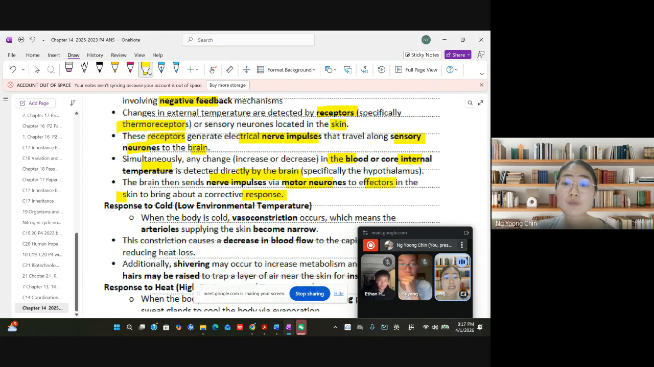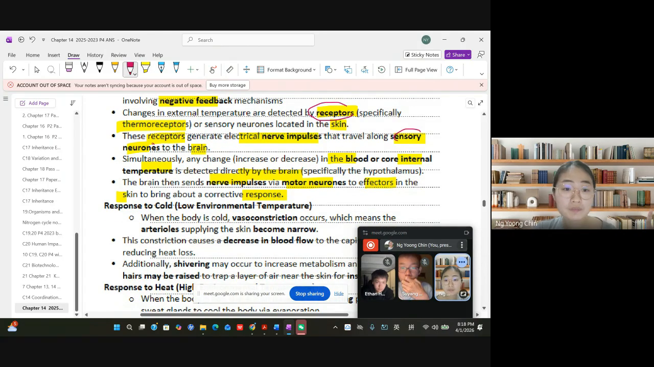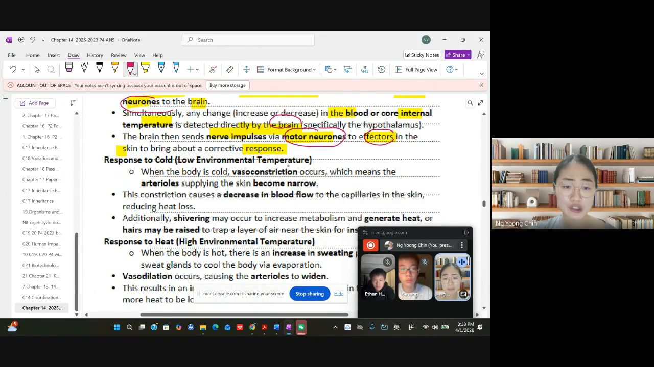So you can see the highlighted word refers to the pathway. The pathway includes, starting from the receptor. Oh sorry, it's not stimulus, it's the receptor. Receptor, and then to the sensory neuron, and from the sensory neuron to the brain. From the brain to the motor neurons, and then to the effectors. This is the pathway for how your body is able to respond to the cold environment temperature.